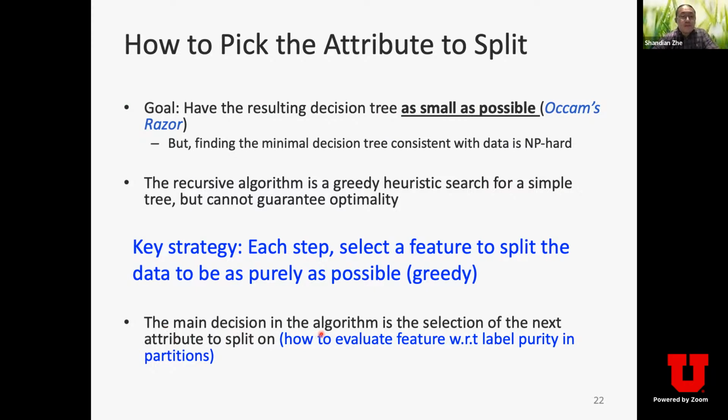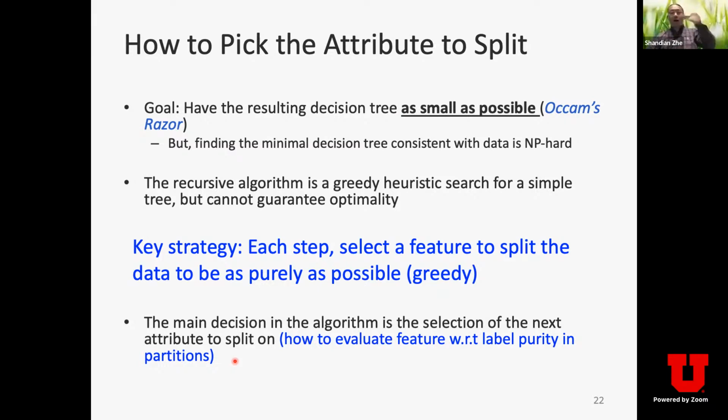So the main decision in this ID3 algorithm is the selection of the next attribute to split on. The remaining question is how to evaluate the attribute or feature with respect to the label purity in the partitions or split subsets. Okay. So is everyone comfortable at this point? Because it's really, really important before we look at how to measure this purity and rank those attributes and pick the best one. But first, we do need to understand the motivation here.